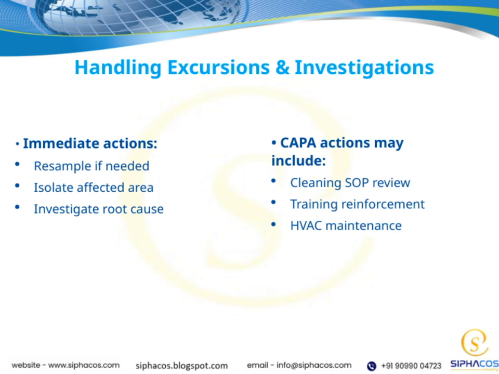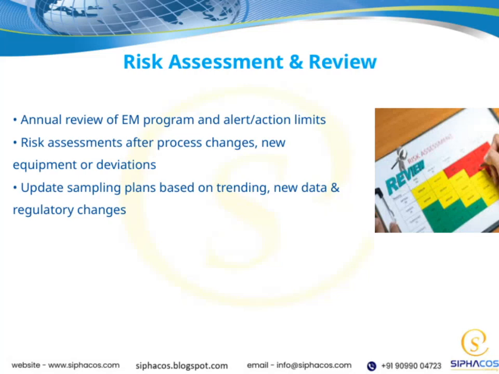All of these steps are interconnected and support our overall goal of maintaining a high-quality, compliant, and safe environment. By acting promptly and thoroughly, we ensure the integrity of our processes and product safety. Let's take a closer look at risk assessment and review. First, it's important to perform an annual review of the environmental monitoring program, including alert and action limits. This helps us ensure our control measures remain effective and appropriate over time.